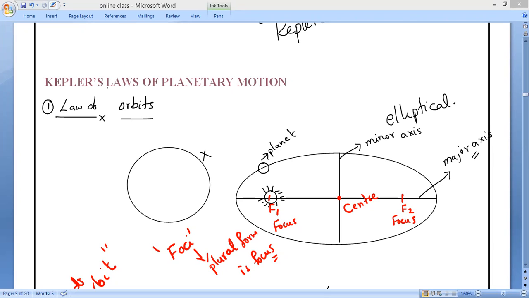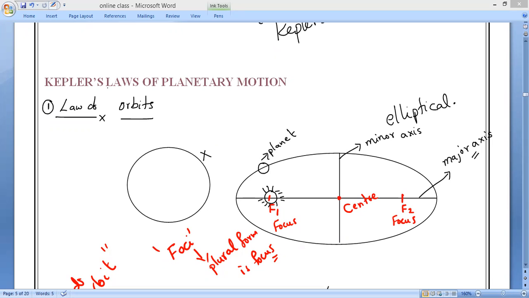Now, before studying the second law, you should understand that when a planet is moving, sometimes it will move closer to the sun and sometimes it will move far away from the sun. So the line joining the sun and the planet is not always the same. Sometimes it is shorter, sometimes it may be much longer. With the help of that, we are going to derive Kepler's second law of planetary motion. Hope you all understand Kepler's first law.